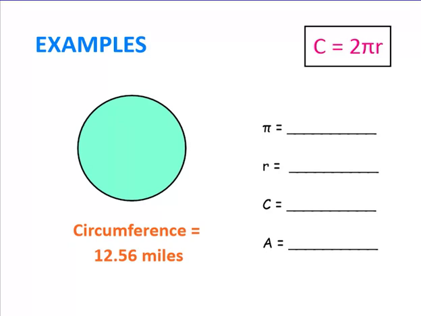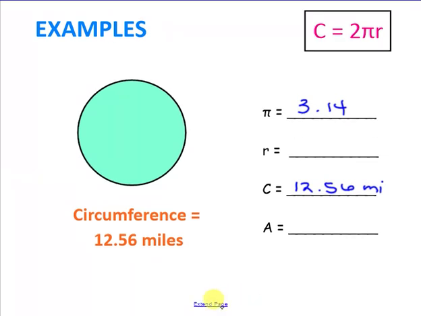Okay, now just like area, we at times will have to work backwards. And this is why I've added in the area question to each one of these problems. So if I give you the circumference, you should be able to give me the area, and I'm going to show you how. So pi is 3.14. We don't know the radius, but we know that the circumference is 12.56 miles.